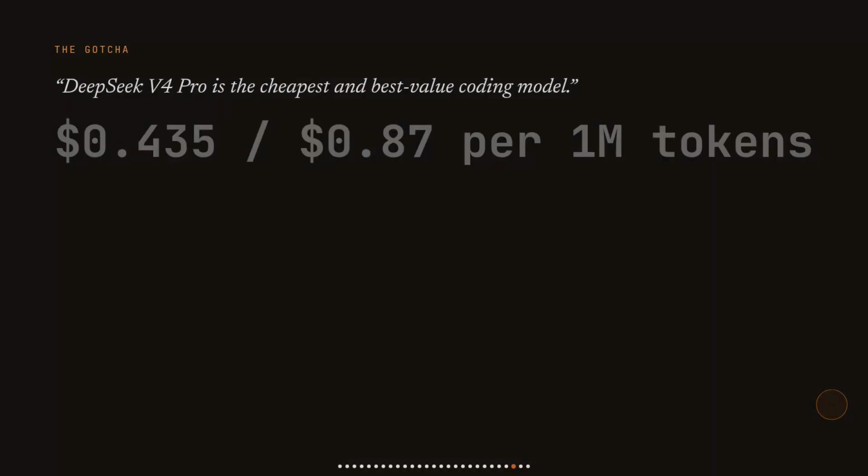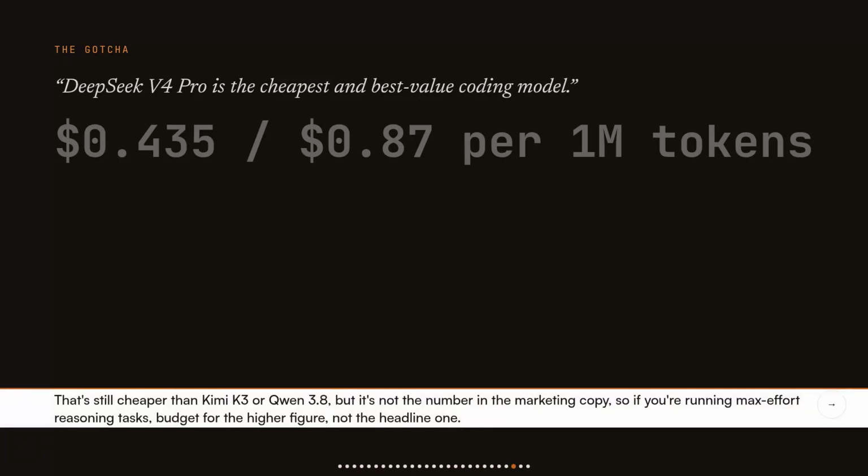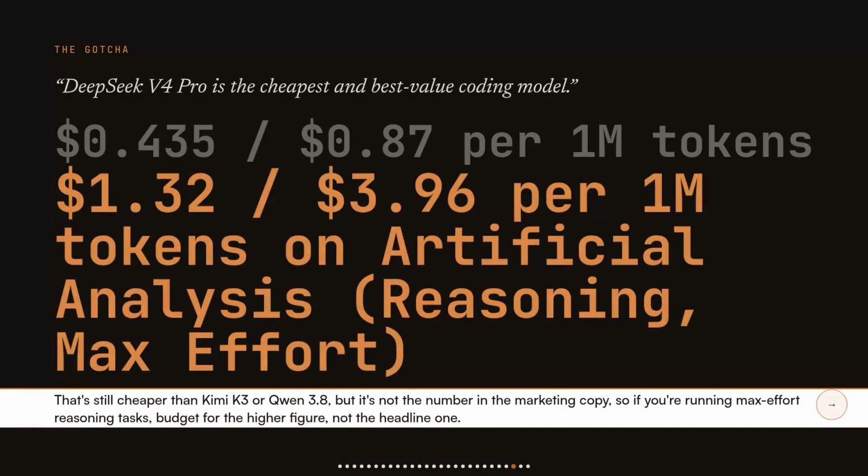DeepSeek V4 Pro's headline pricing of 0.435 and 0.87 per million tokens is the standard rate, but on Artificial Analysis's reasoning benchmark at max effort settings, the real cost climbs to 1.32 and 3.96 per million tokens. That's still cheaper than Kimi K3 or Qwen 3.8, but it's not the number in the marketing copy, so if you're running max effort reasoning tasks, budget for the higher figure, not the headline one.